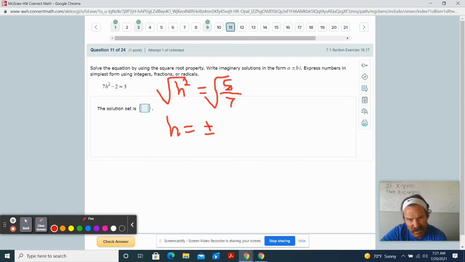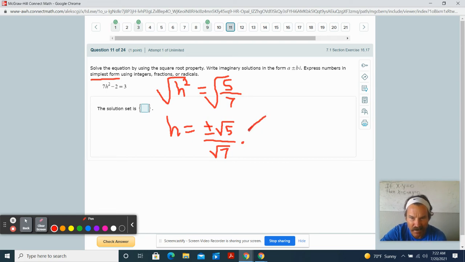Now, this one here, you can't take the square root of 5. You can't take the square root of 7. But I'm going to go ahead and put the square root of 5 over the square root of 7. And it's really not allowed to be like this because this is not in simplest form. Do you guys remember how to get that radical away from the denominator? It's called rationalizing the denominator.